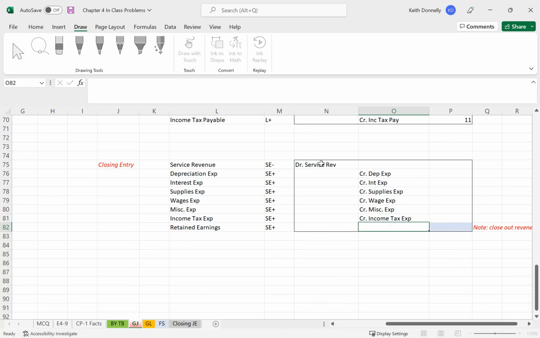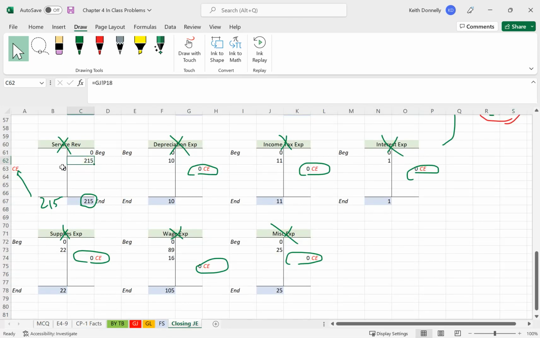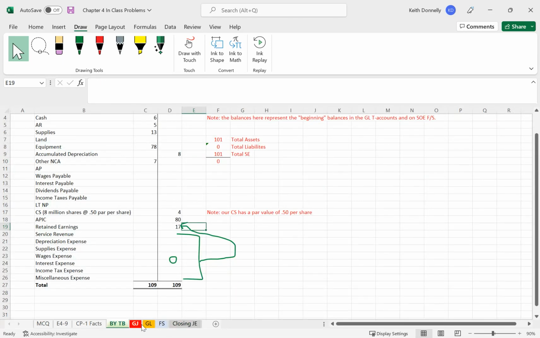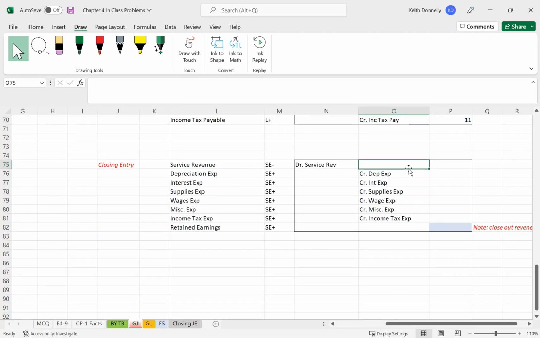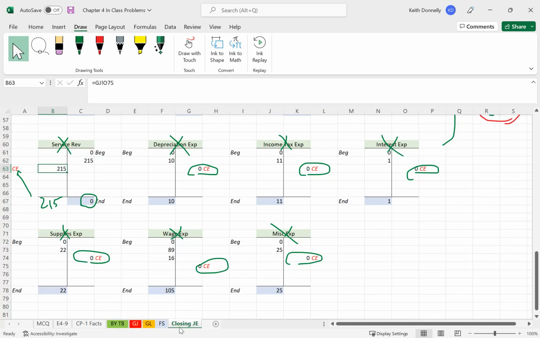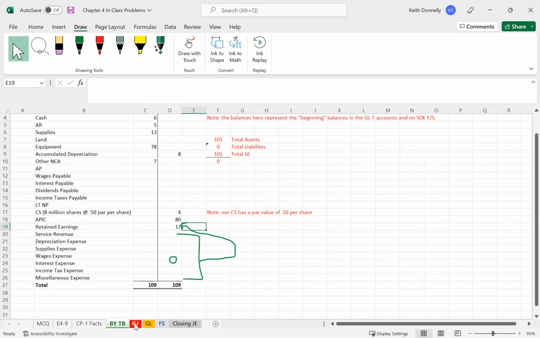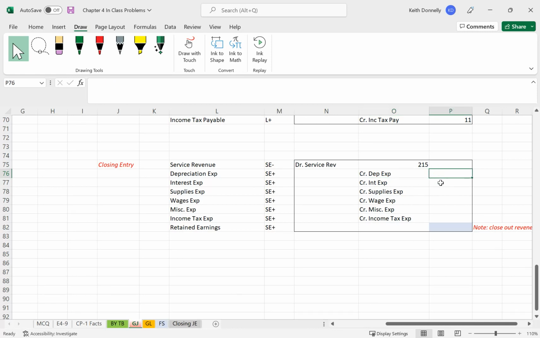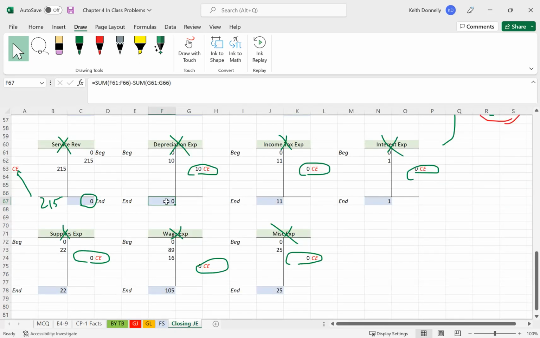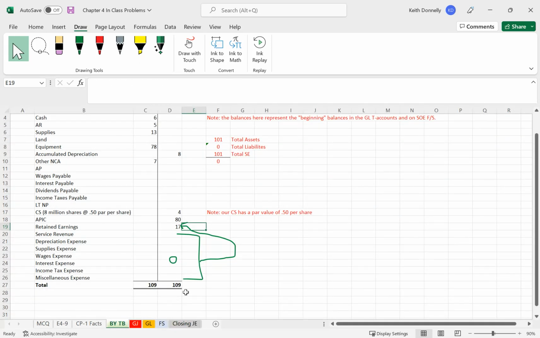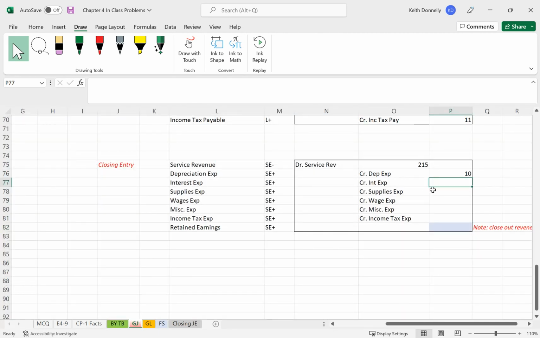And the amounts we would put in here: we have 215. We've got to get it to 0. That means we've got to put 215 in here. So we did 215, and now it went to 0. That's what we wanted. We want to get this guy to 0, the depreciation expense. We have to credit it for 10. Looks like now we took that down to 0. So you can see we're just zeroing out the account.